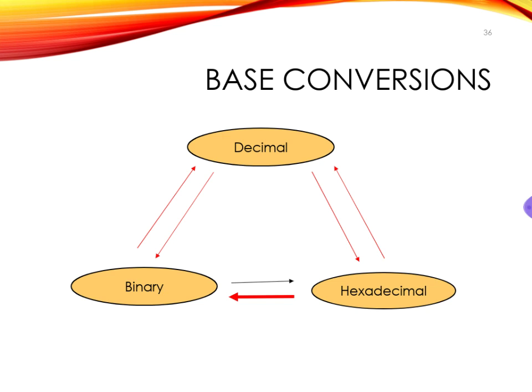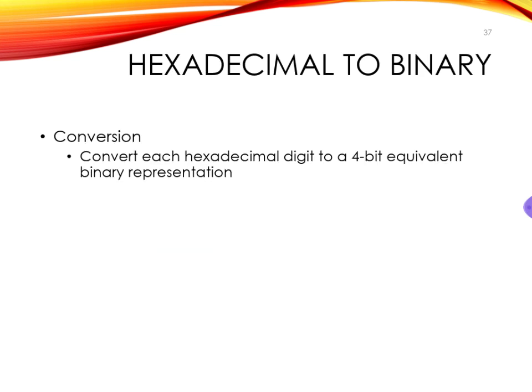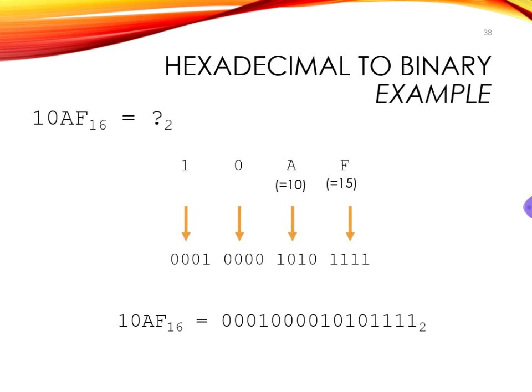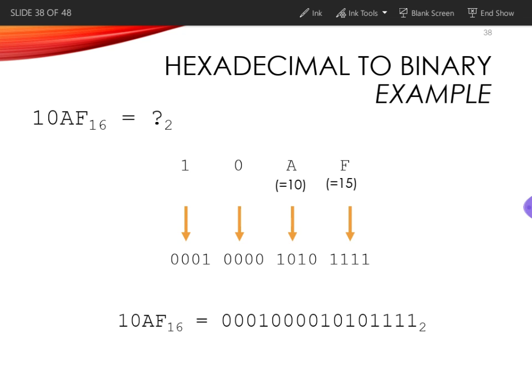Next, as promised, we'll look at the conversion of hexadecimal to binary. And this is pretty straightforward in a way. The way that we do it is we convert each hexadecimal digit into a 4-bit binary number. If it is less than 4 bits, we fill it up with zeros. So let's take 10AF in base 16, if we would like to find the binary equivalent. So it's going to be 1, 0, A, and F.